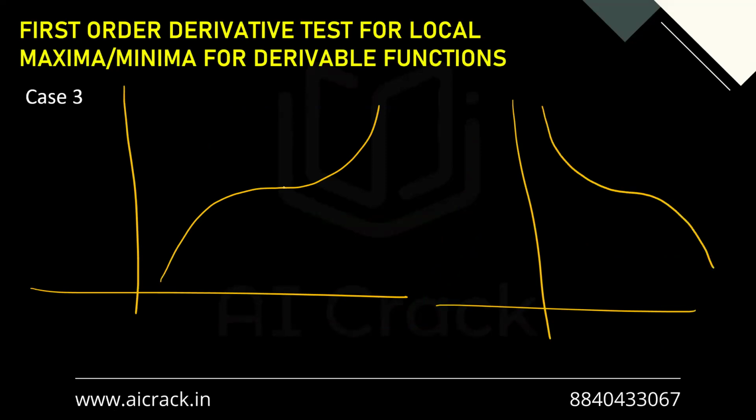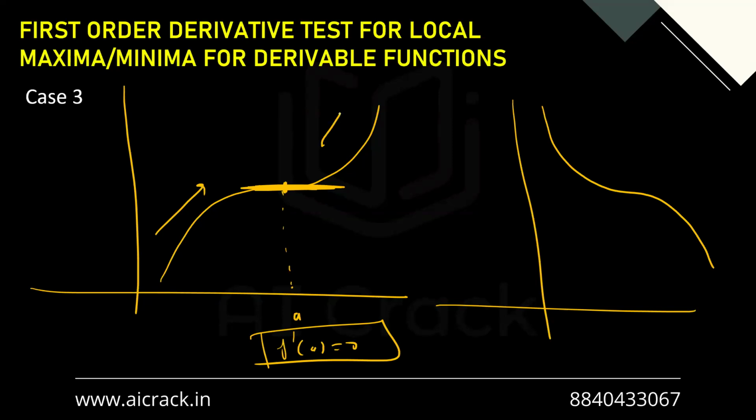Okay. Now in this case, what is happening? F dash is becoming 0 at one single point. Okay, just one single point. Let's say this value is a. So f dash a equals 0. It's still 0. But what is happening? Over here slope is still positive. Over here slope is still positive. So if we talk about a minus h and a plus h both, f dash a minus h is positive and f dash a plus h is also positive.